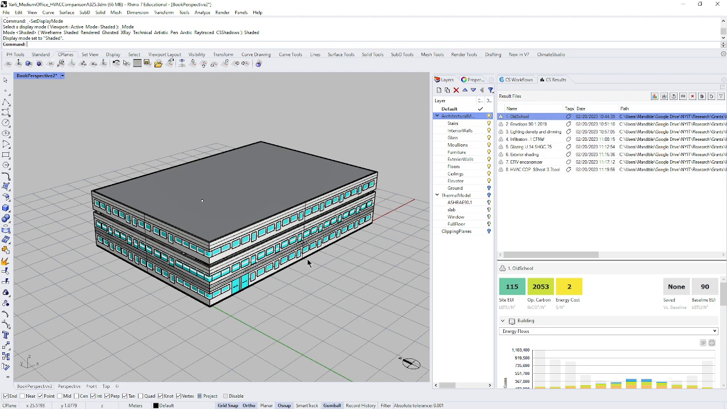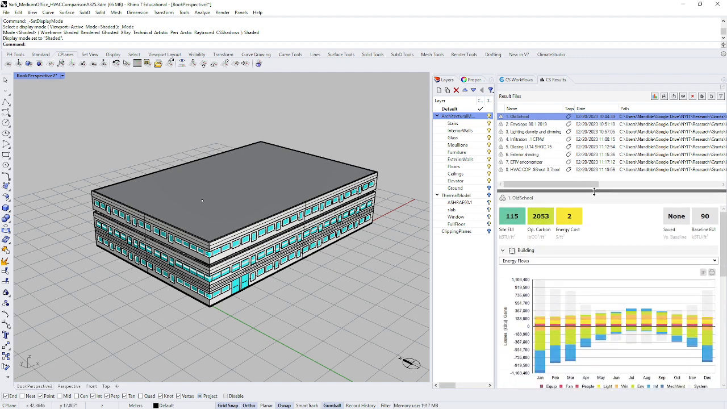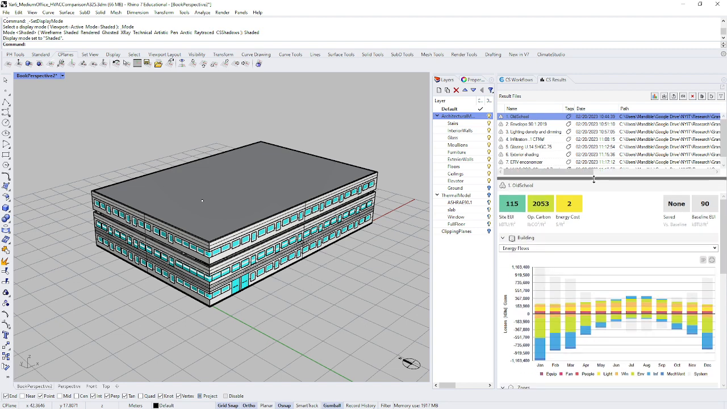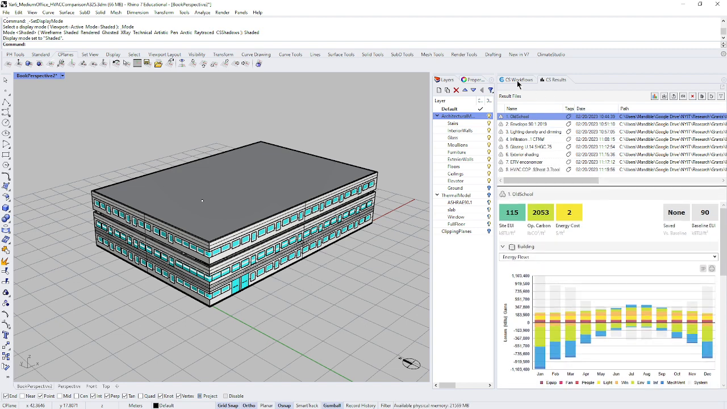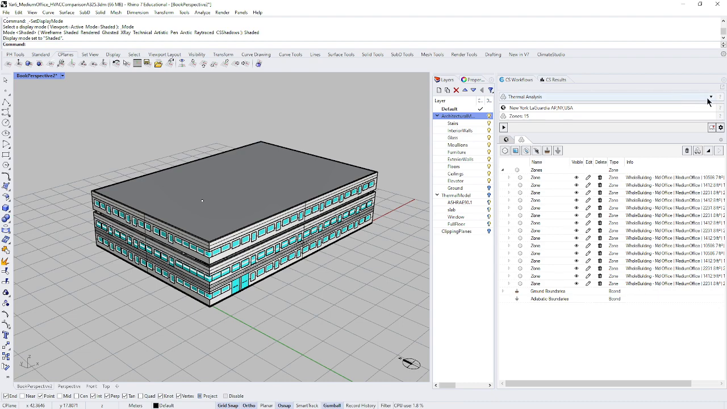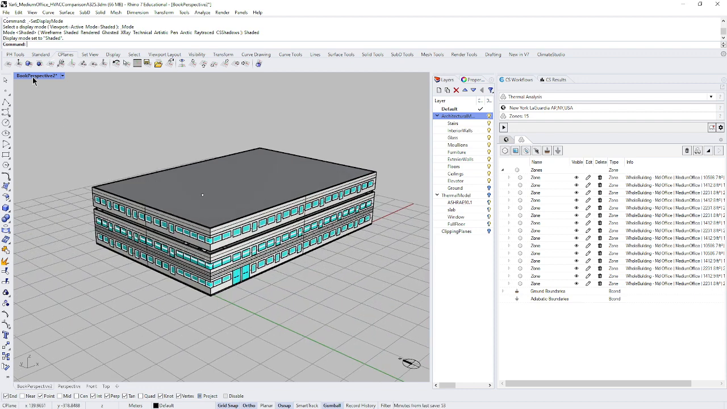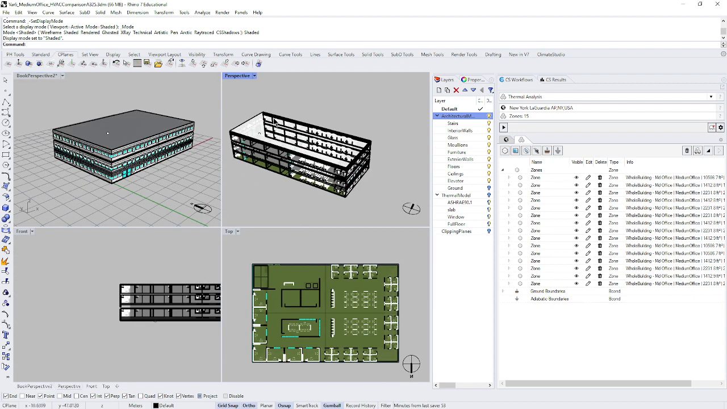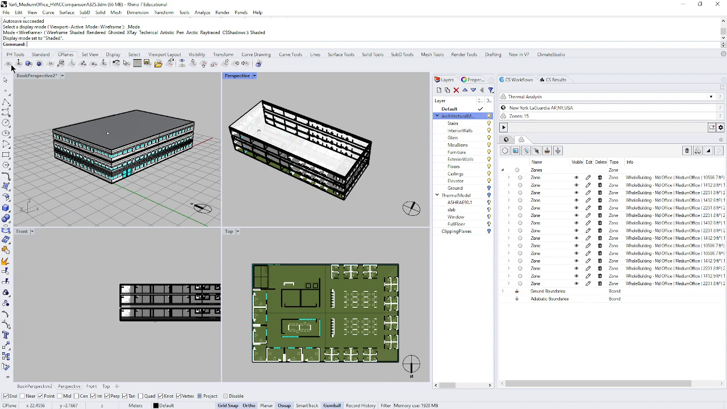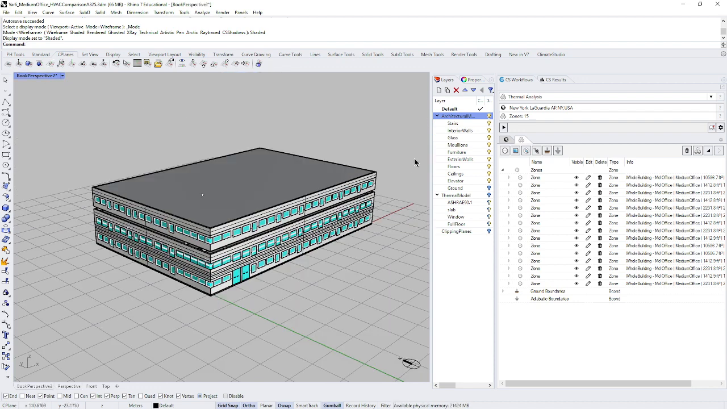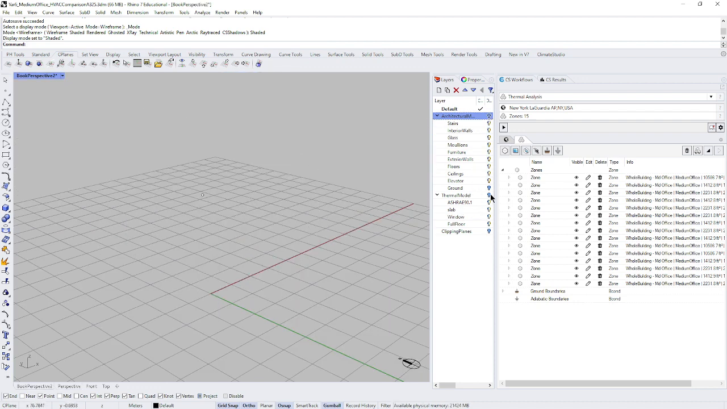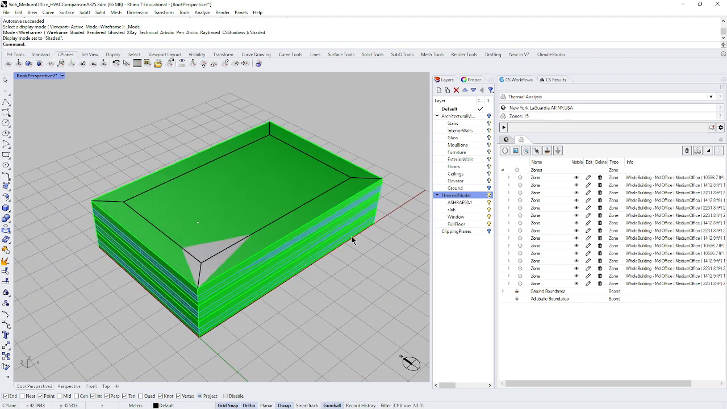So last semester in my section, we did some work, and some people did a fair amount of work in Climate Studio in the thermal analysis simulation. And the way this works, so anyway, this is a three-story building. It's an office building with multiple zones. So I'm going to turn off the architectural model and turn on the zones.